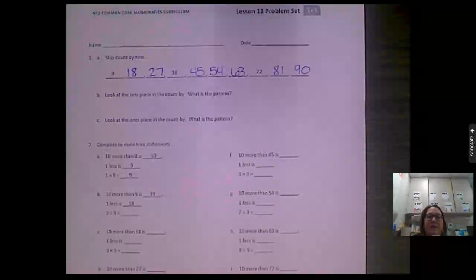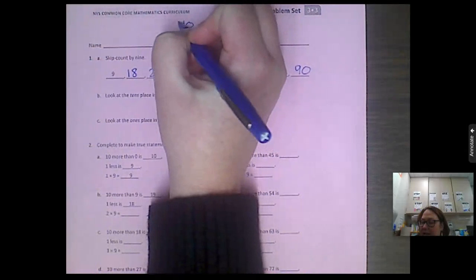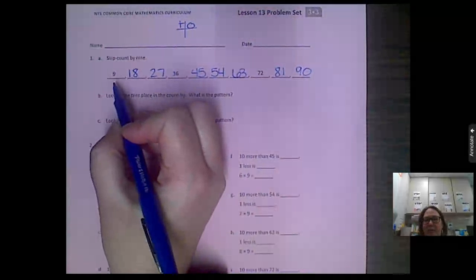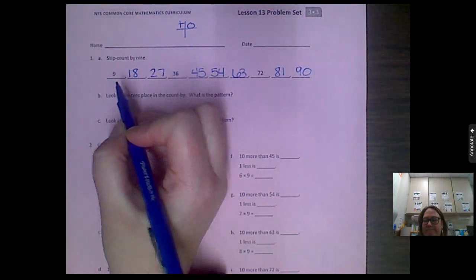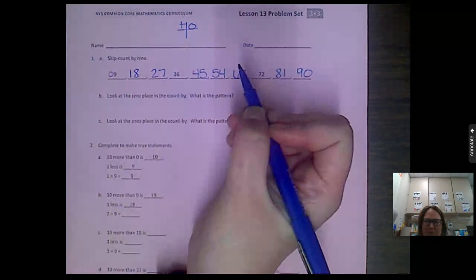Okay, so we just filled in A. If we look in B, it says look at the tens place in the count by and what is the pattern. So remember we have ones and tens, okay? Does the 9 have a number in the tens place? If it did, what would it be? There isn't a number there, so it would be like a 0, right? But we don't really put that there.